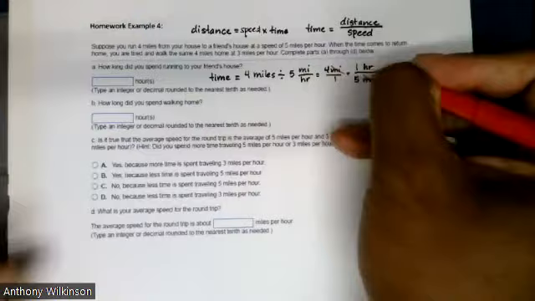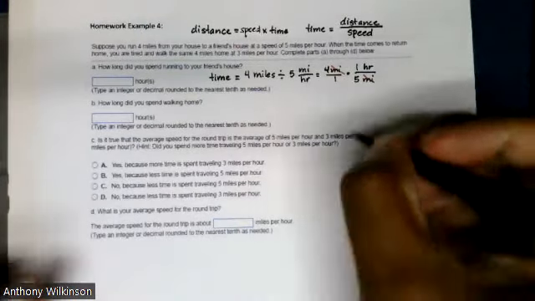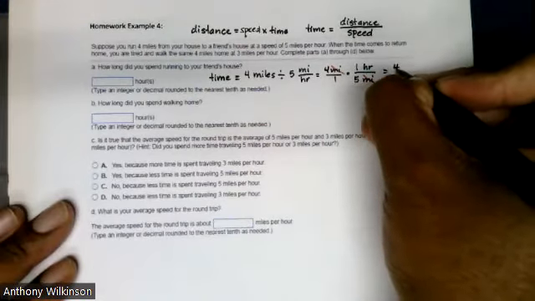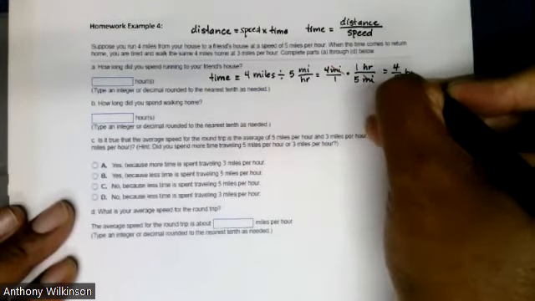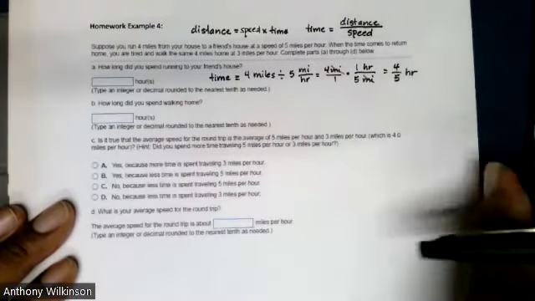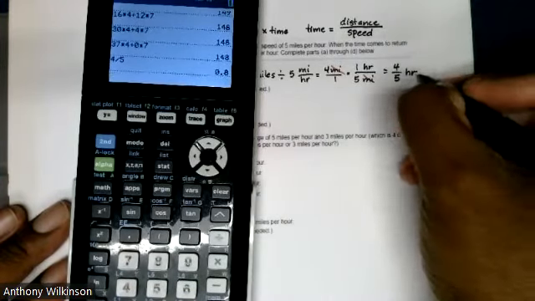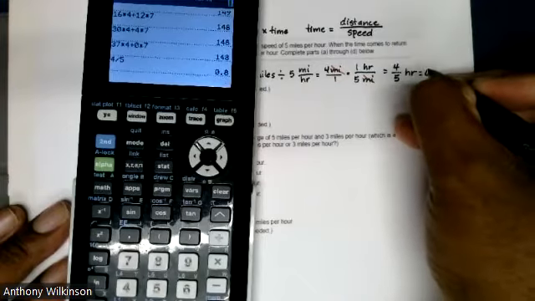Here the miles divides out. So that means we got 4/5 of an hour. Now here they want this as a decimal rounded to the nearest tenth. So using your calculator, you'll do 4 divided by 5. That would be 0.8 hours.